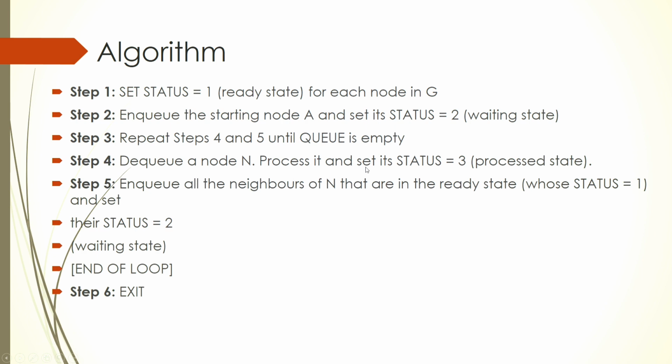Step 4: dequeue a node N, process it, and set its status equal to 3. This is the processed state. Step 5: enqueue all the neighbors of N that are in the ready state, whose status equals 1, and set their status equal to 2, the waiting state. End of loop, exit. So this is the whole algorithm, right?